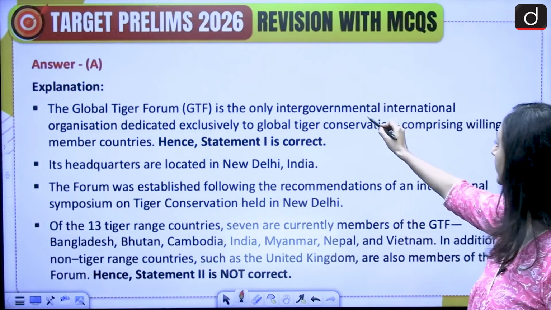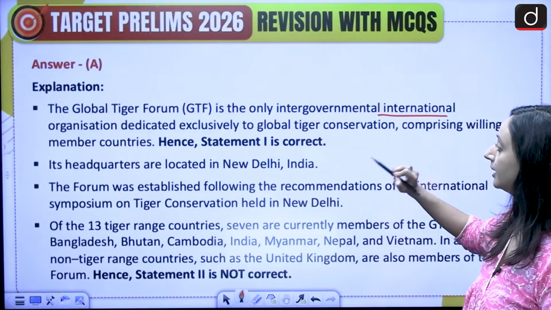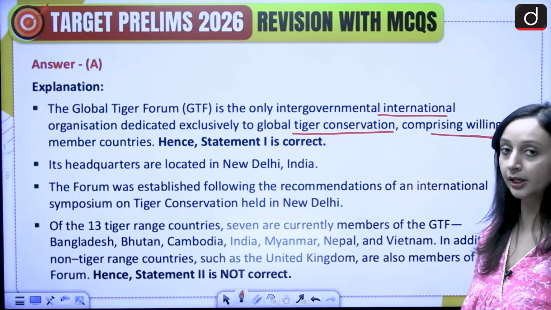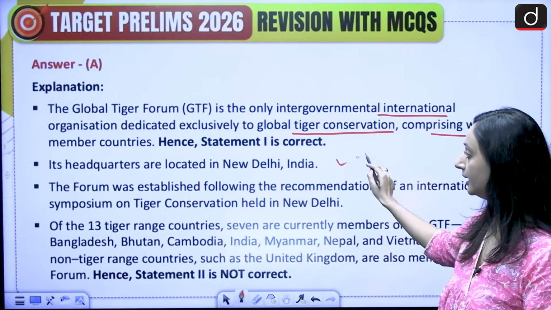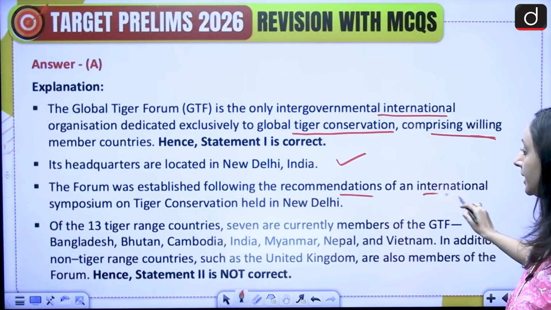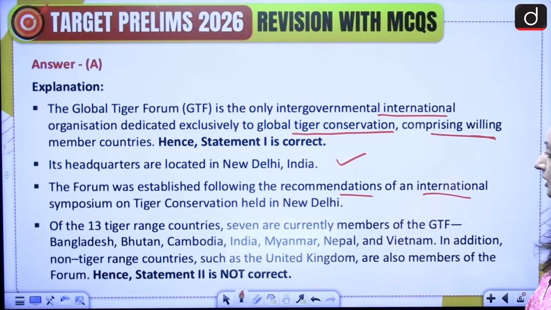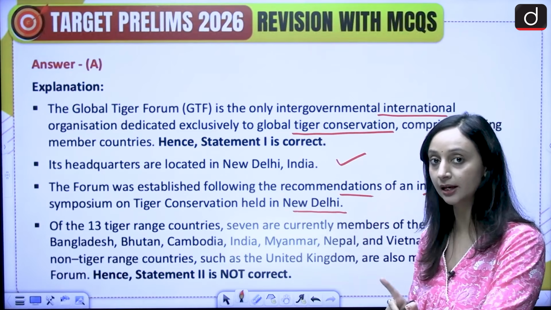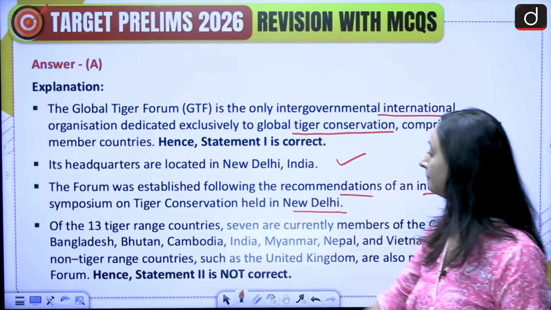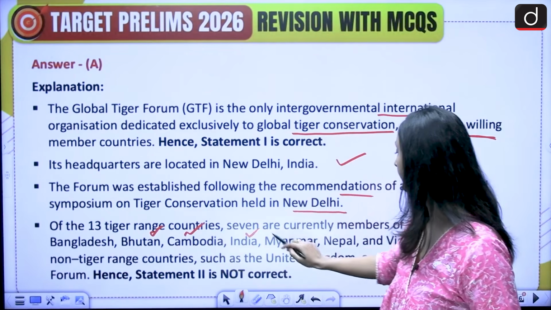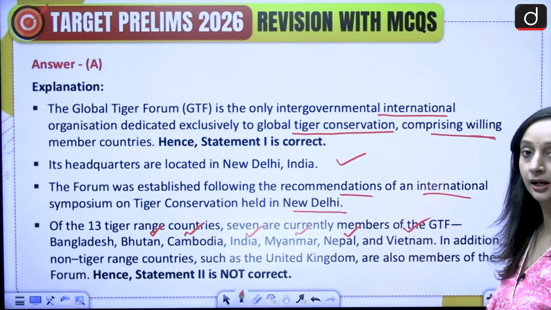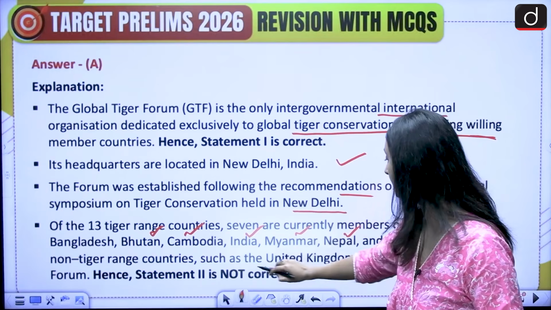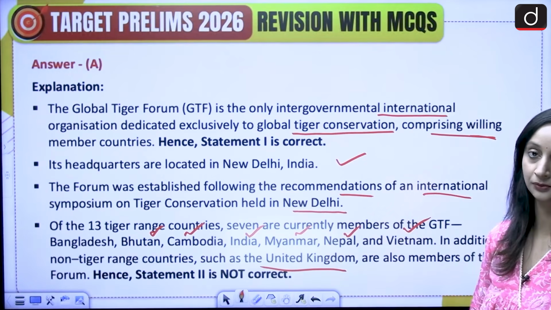So this is the only intergovernmental international organization dedicated exclusively to global tiger conservation, comprising willing member countries. Headquarters located in New Delhi, India. It was established following the recommendations of an international symposium on tiger conservation which was held in New Delhi. So of the 13 tiger range countries, we have 7 that are members and those are Bangladesh, Bhutan, Cambodia, India, Myanmar, Nepal and Vietnam. And we also have some non-tiger range countries like the United Kingdom as part of this forum.